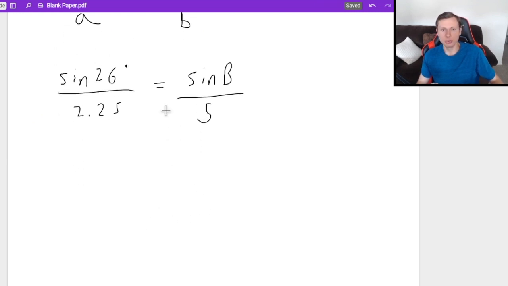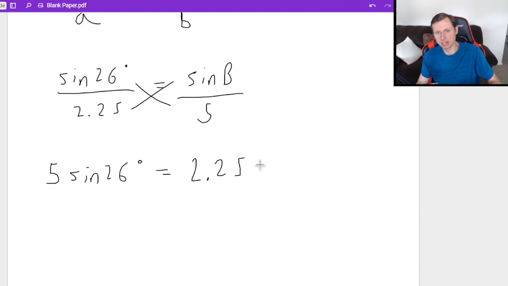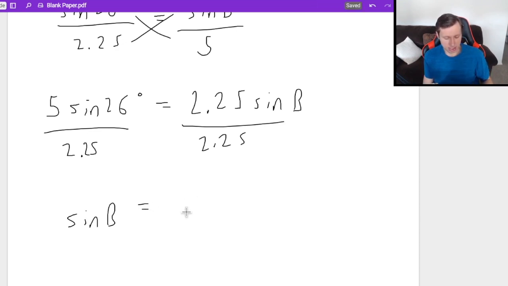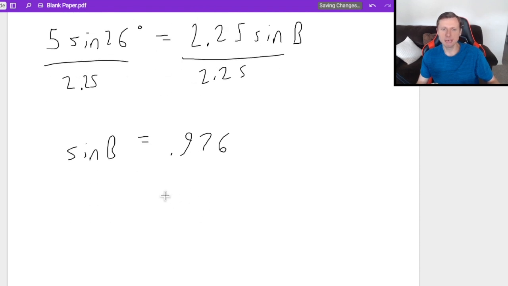Okay. So if you want to solve for sine B, you would just cross multiply. You'd get 5 times the sine of 26 degrees equals 2.25 times the sine of B. And then to solve for sine B, I gotta divide both sides by 2.25. So in other words, the sine of B equals 5 times the sine of 26 divided by 2.25, and I'll get 0.976.